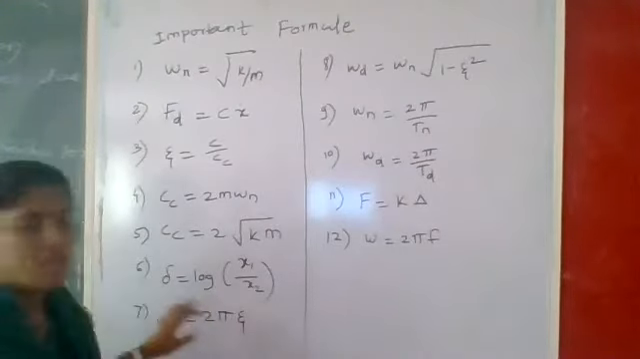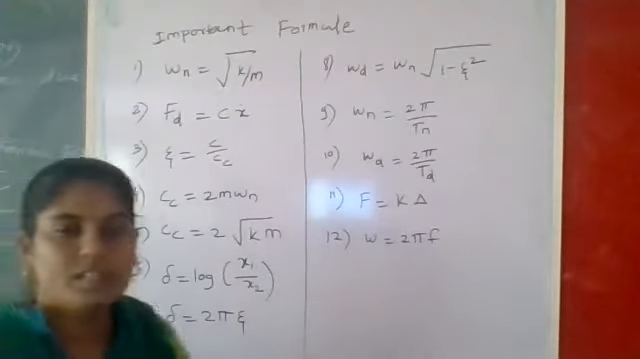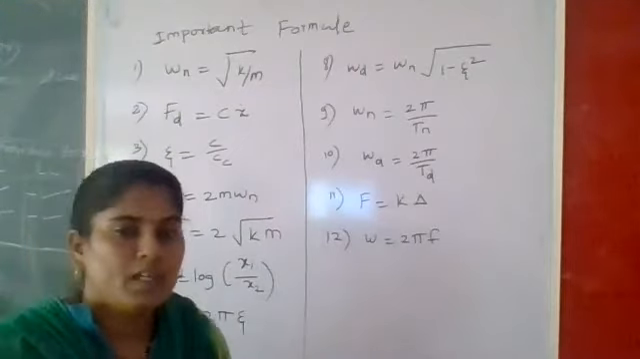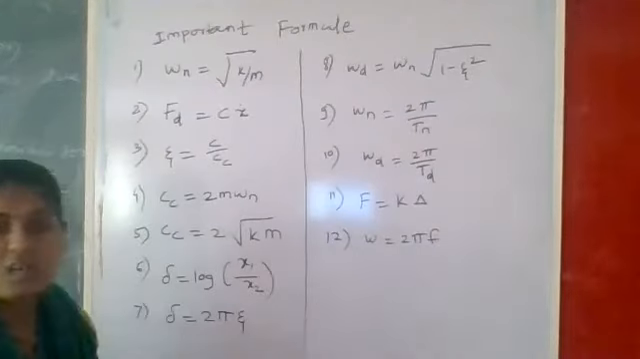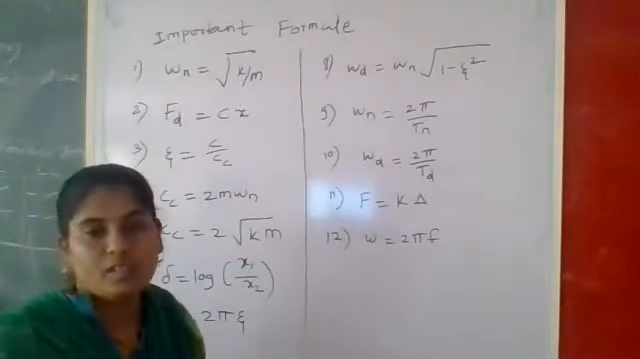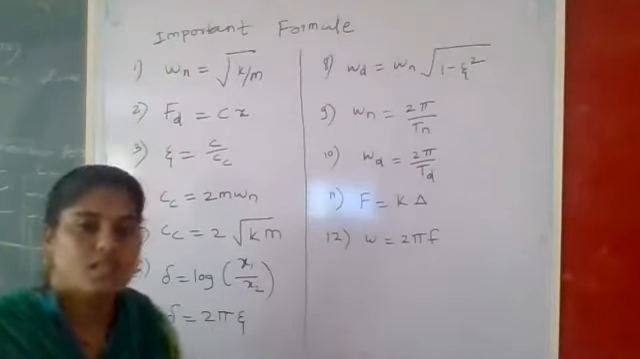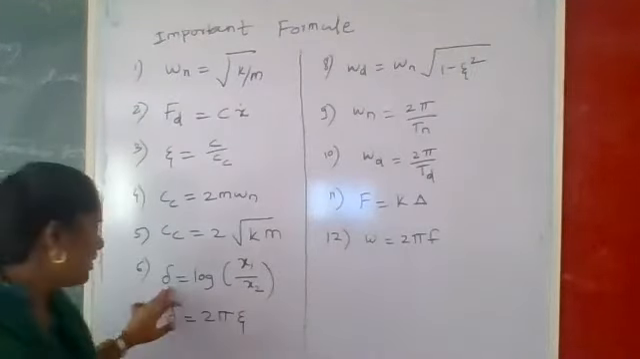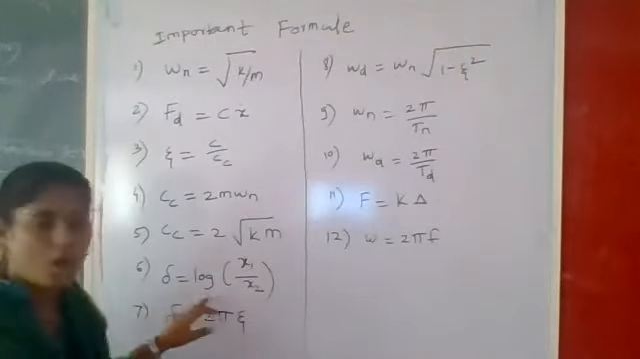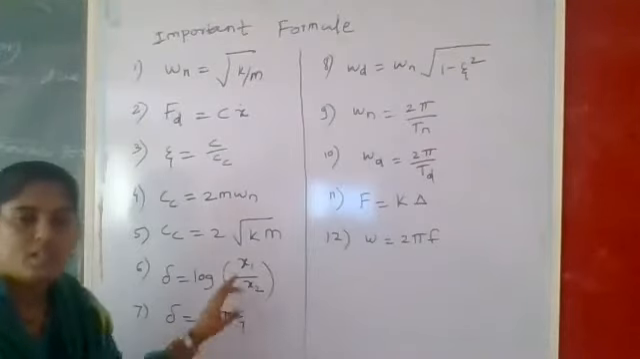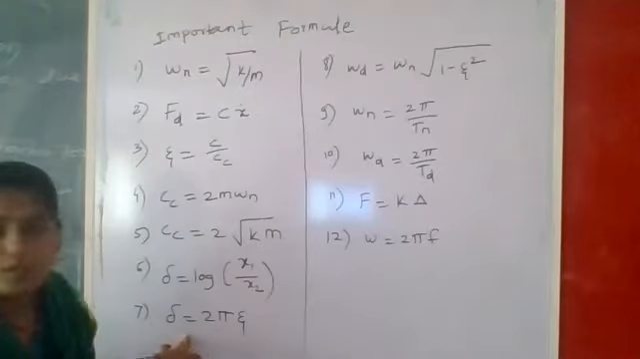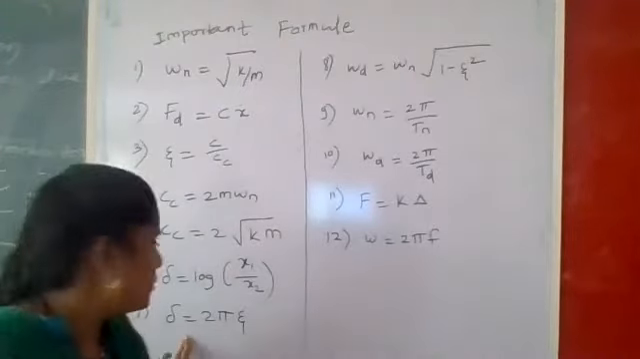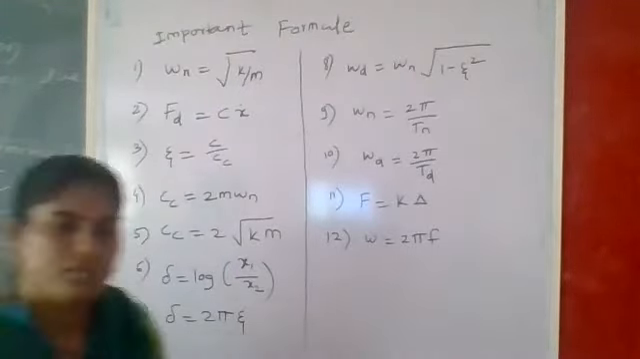The last point we have seen in unit number two was the logarithmic decrement. How to calculate the logarithmic decrement? Delta is the logarithm of the ratio of two successive amplitudes, so delta is equal to log of x1 by x2. Next, delta is equal to twice pi zeta. That is also one formula.